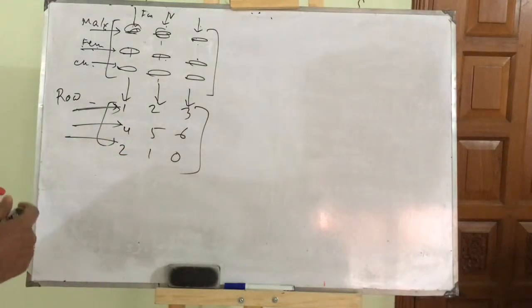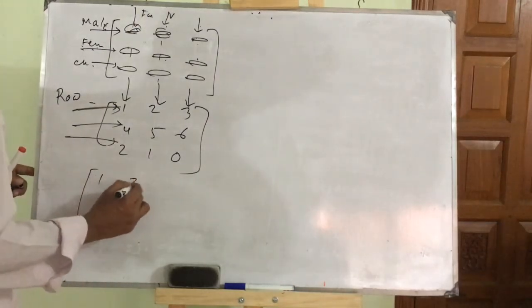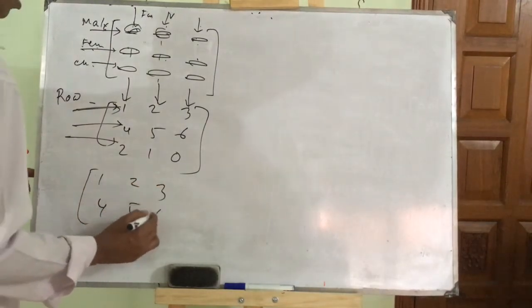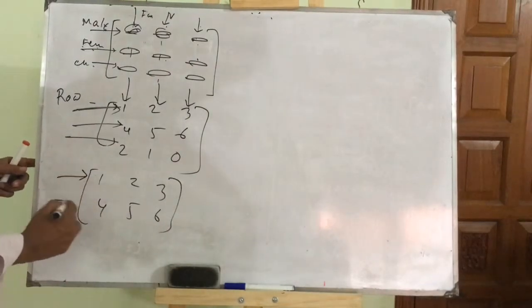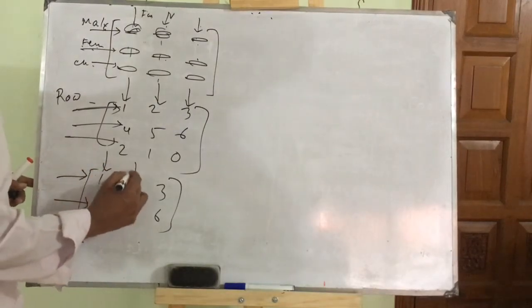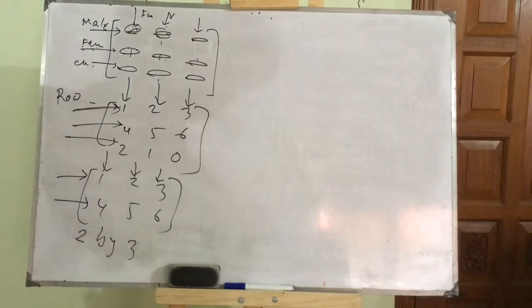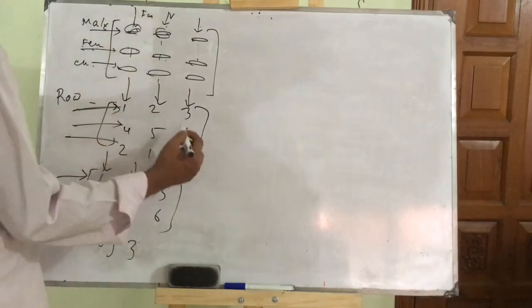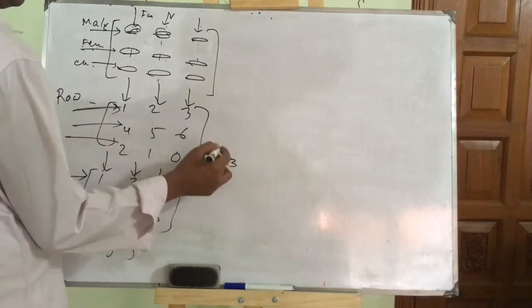And suppose a matrix. If I write 1 2 3 4 5 6, how many rows are here? There are 2 rows, so this will be 2. How many columns here? 1 2 3. So this is a 2 by 3 matrix. Okay, and this is actually a 3 by 3 matrix.